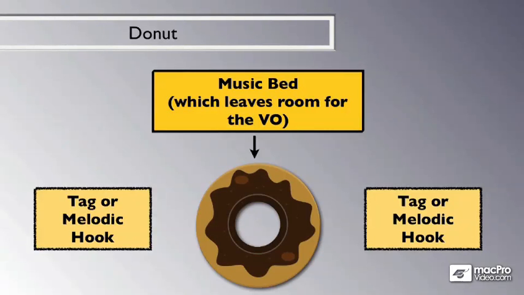These timings can vary, of course, but the basic idea is that the music track leaves room in the middle for the VO to do its thing, and bookends it with more active musical or lyrical content. So the music in the middle of the track functions more like a music bed, a simpler and less busy section of the music, and works underneath the voiceover without conflicting with it.